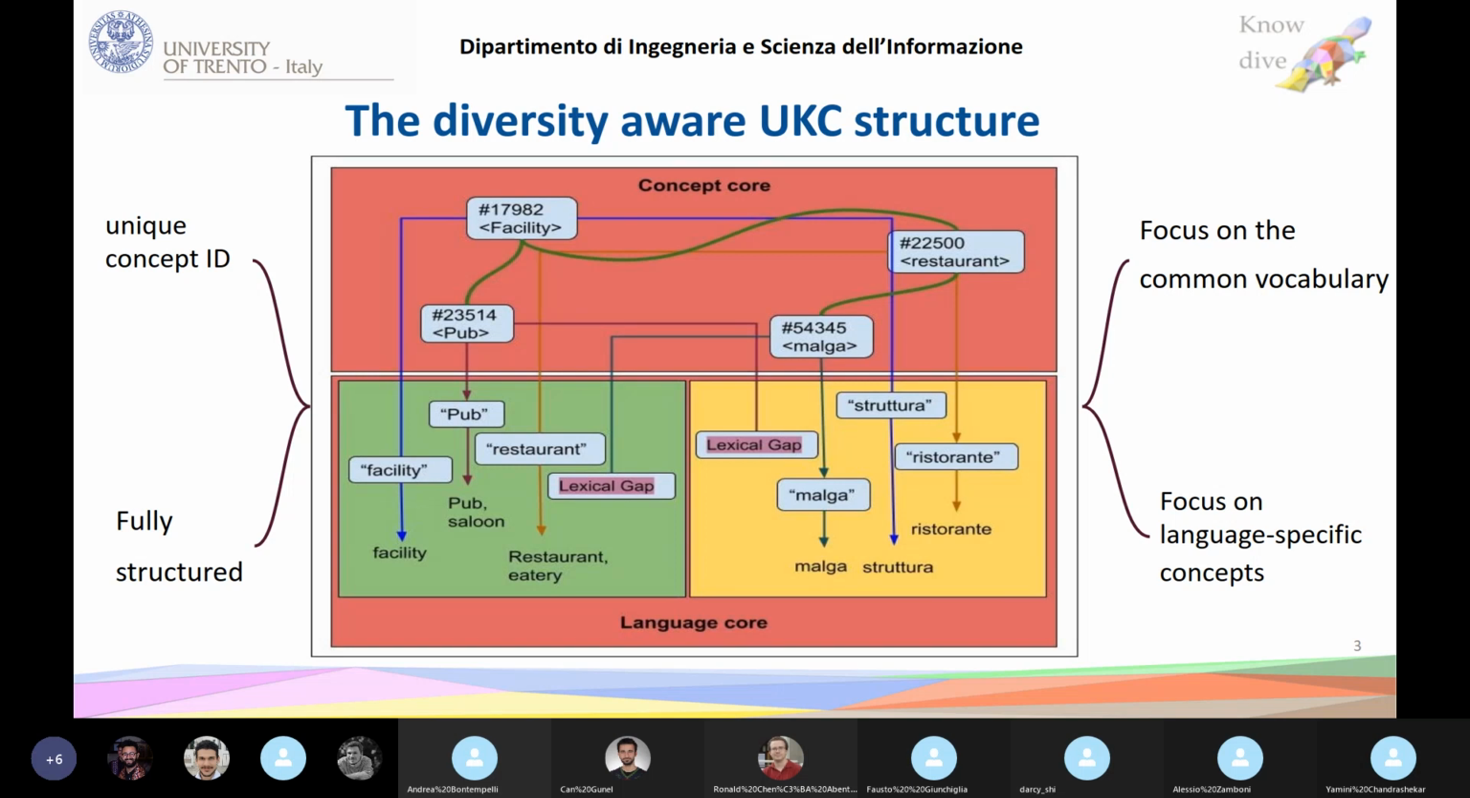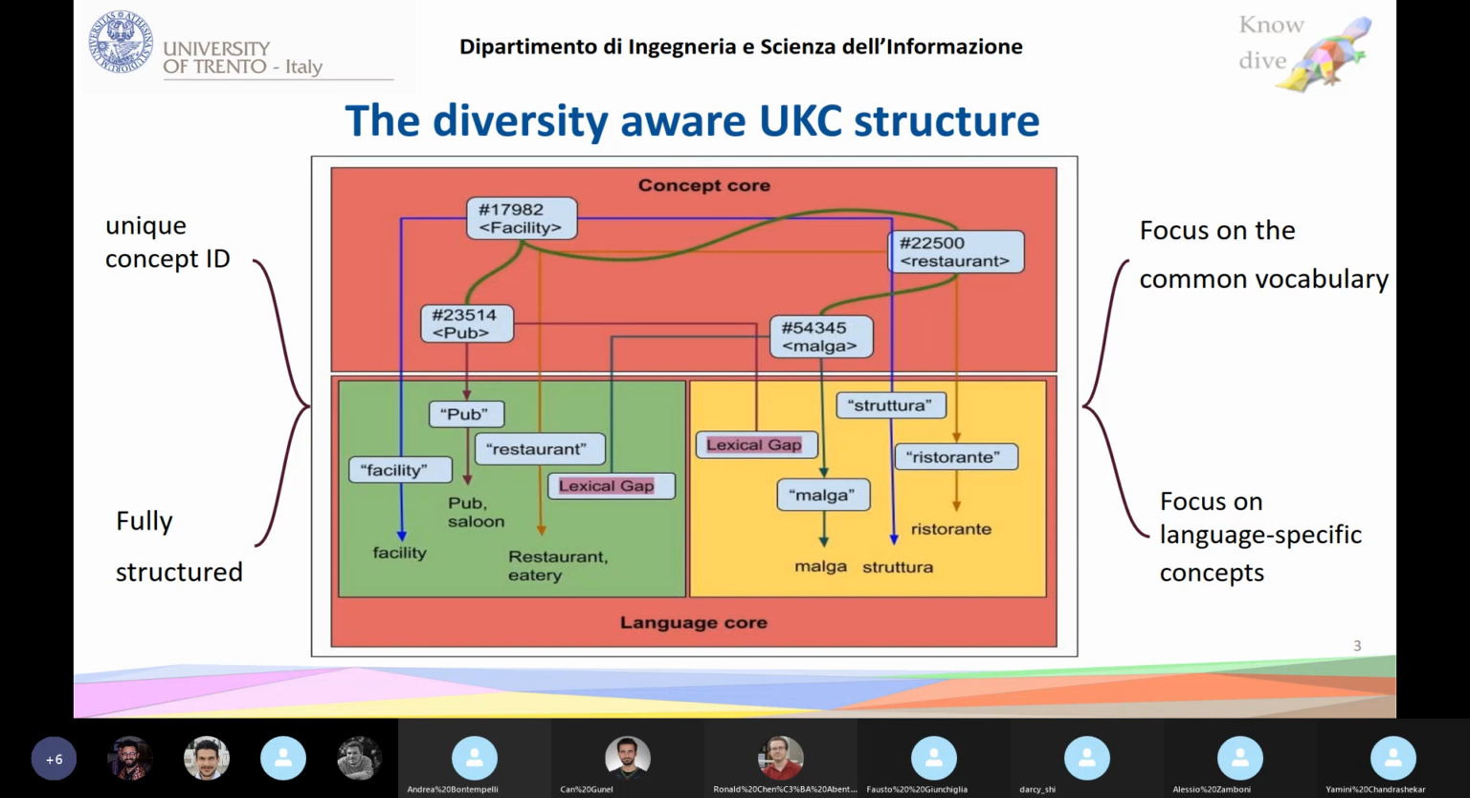Here, we see the word sense facility in the English language, which is the green box. This word sense is connected to a unique ID in the concept core, and that in turn is connected to another word sense, thus showing that there is a lexicalization for the word facility in the Italian language as well.